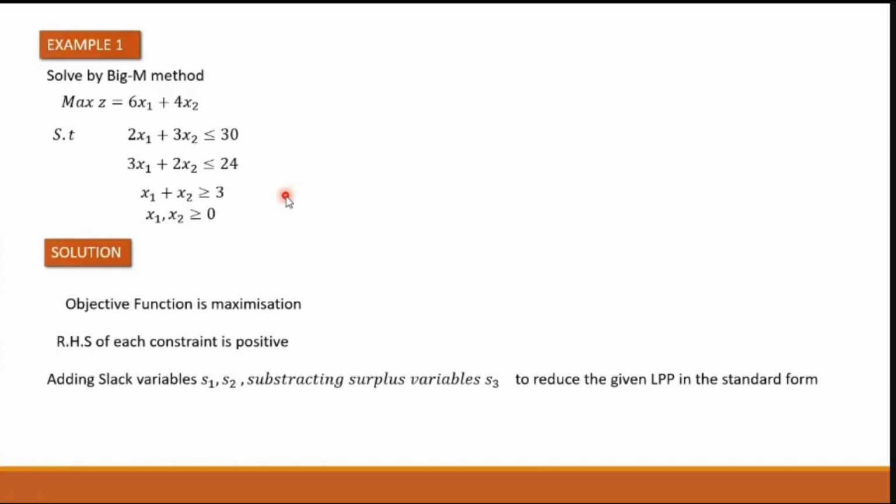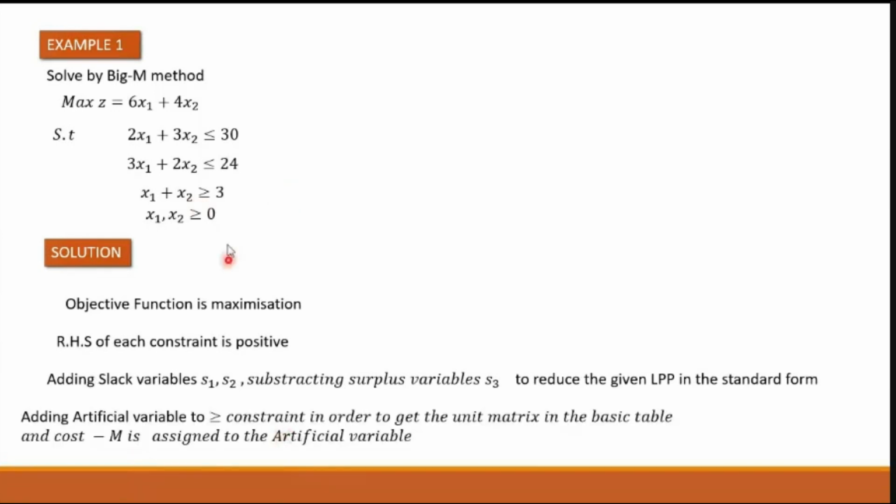Okay? So now there we have to add an artificial variable in the greater than or equal to constraint, and for its cost, we give the cost as minus M in the objective function, where M is very large. That is why this method is called the big M method. So when the objective function is maximization, we give the cost as minus M to this artificial variable, which we are going to add in the third constraint.